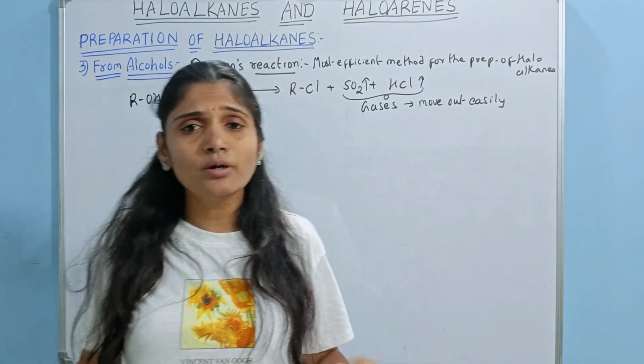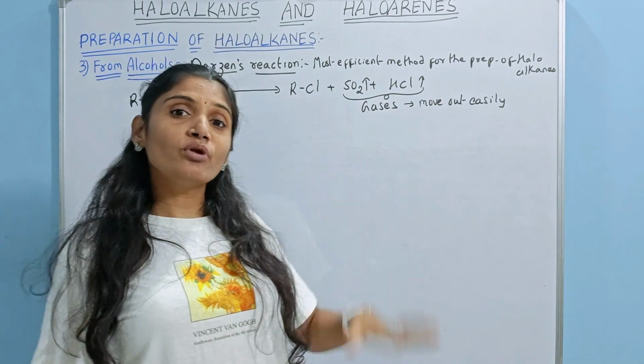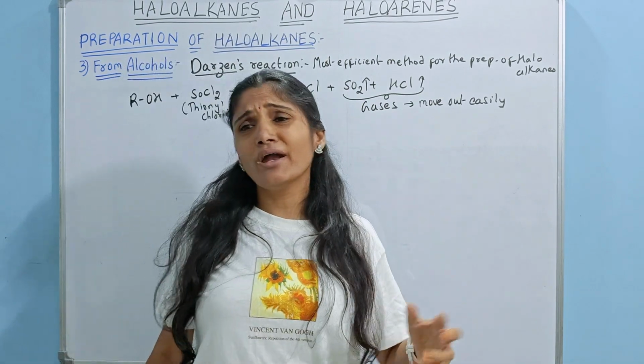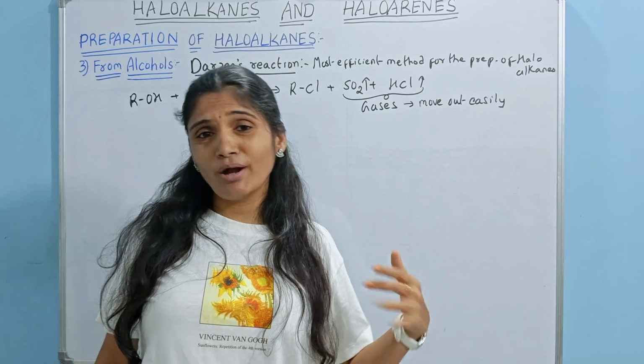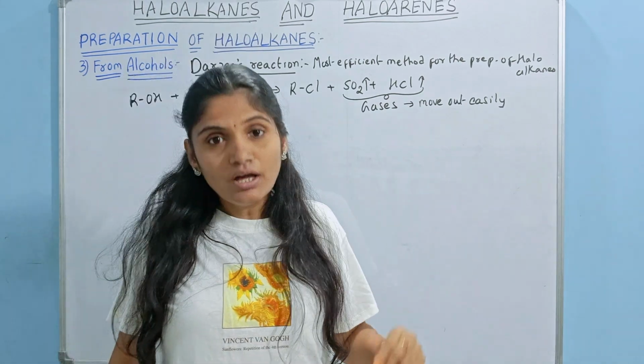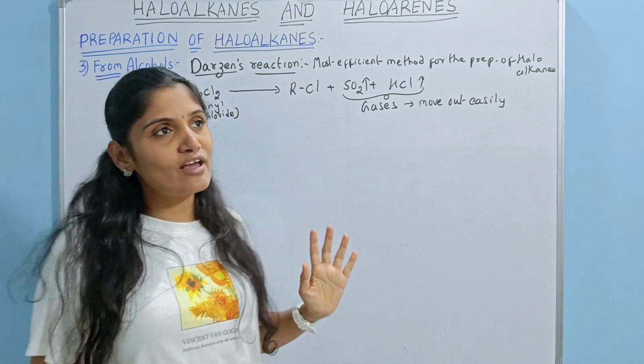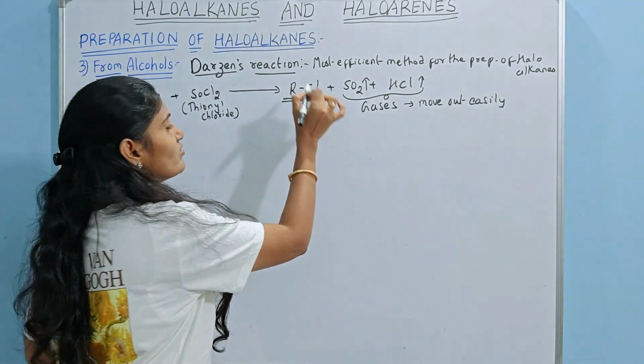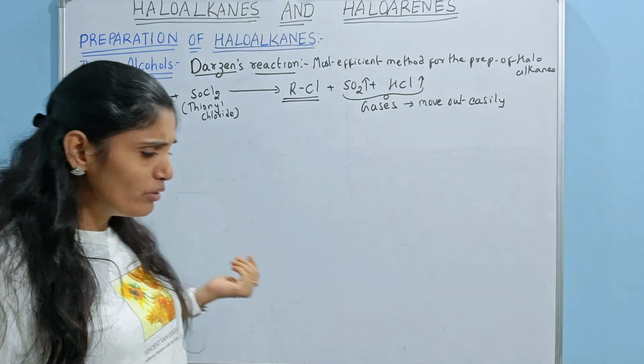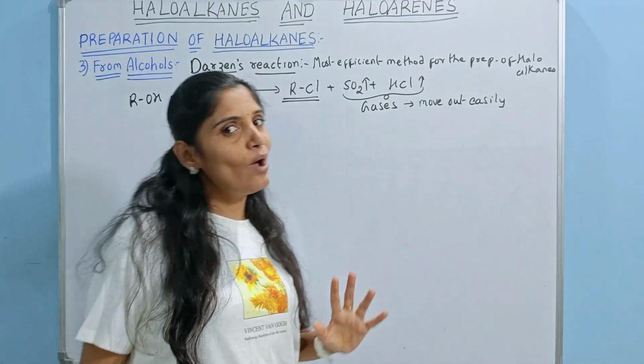Now, if you go for the other processes, the byproducts which are produced might not be gases, or if they are gases, they might not easily leave the reaction mixture. So in this case, you don't have that problem. Both of them are gases and they easily leave the reaction mixture, leaving your RCl behind. So the process is very simple to get the haloalkane.